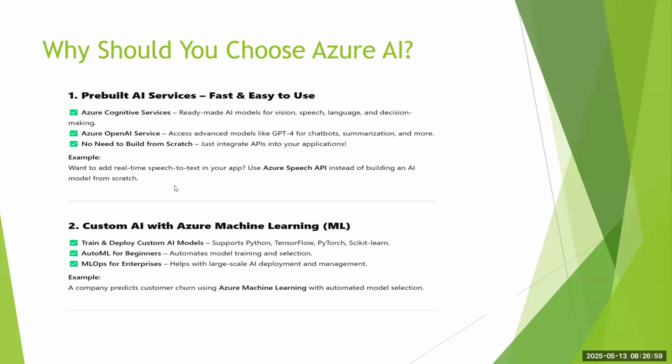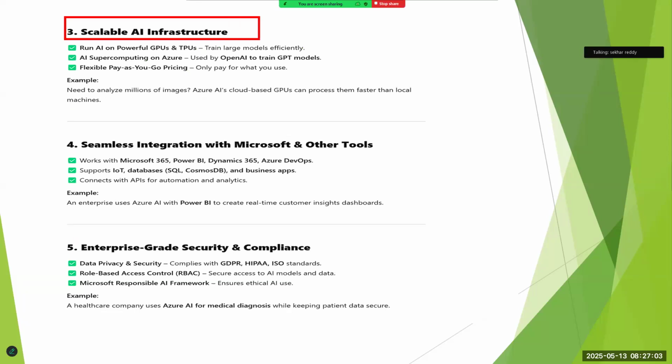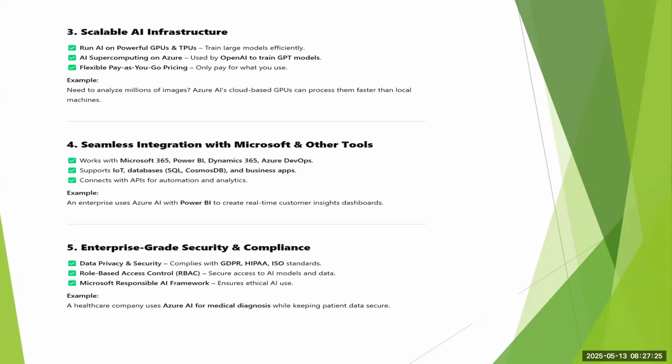Next, scalable infrastructure. You need not worry about the infrastructure part. You can scale out and scale in based on demand. Run AI on powerful GPU and TPU, guys. Microsoft is providing TPU infrastructure to train large models efficiently. Next, AI supercomputing on Azure.